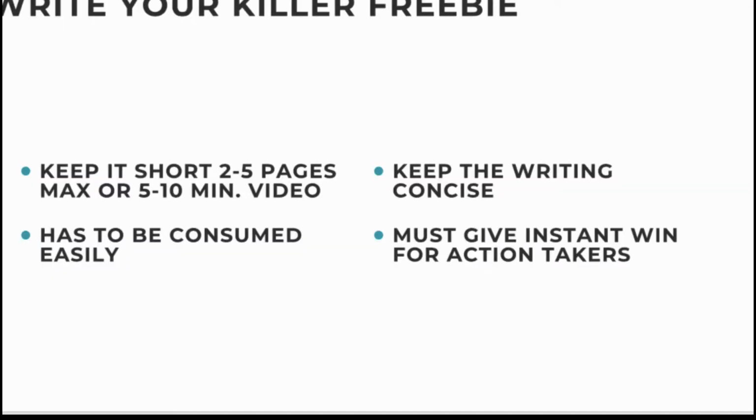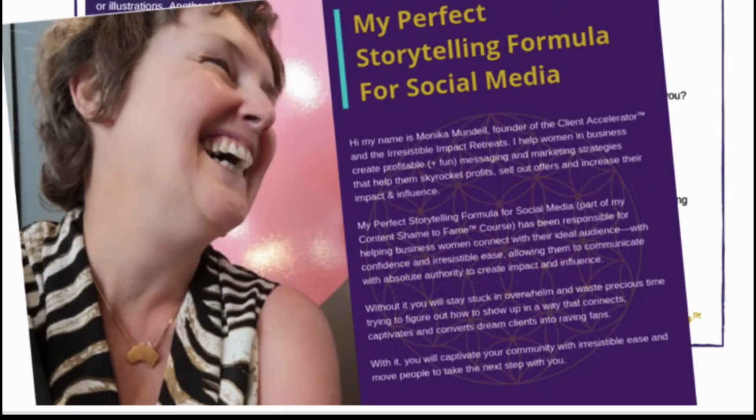So write your killer freebie. Keep it short, 2 to 5 pages maximum if you do a PDF, or a 5 to 10 minute short video if you do a video. Has to be consumed easily. Keep the writing concise. Must give instant win for action takers. Really, really important. This is the example of my perfect storytelling formula for social media.